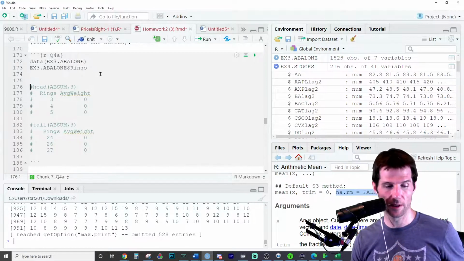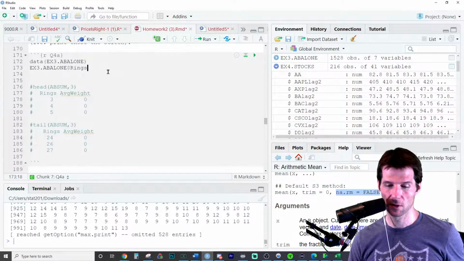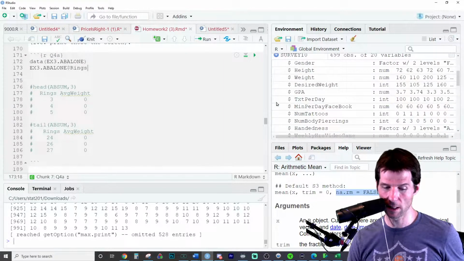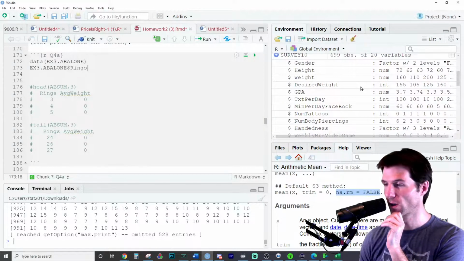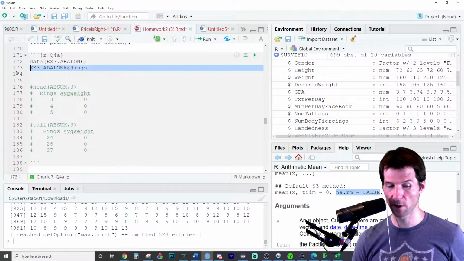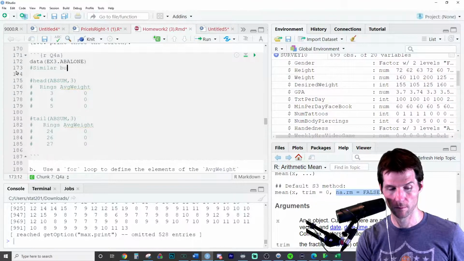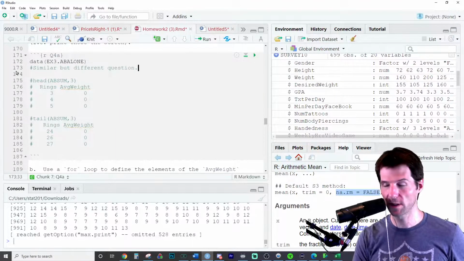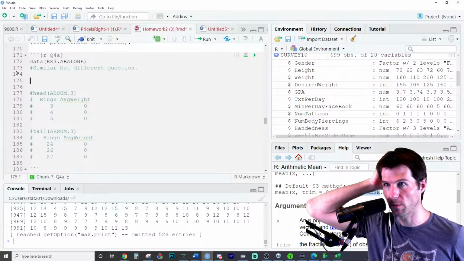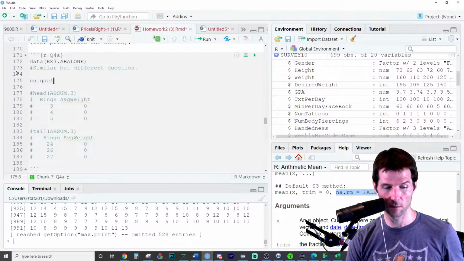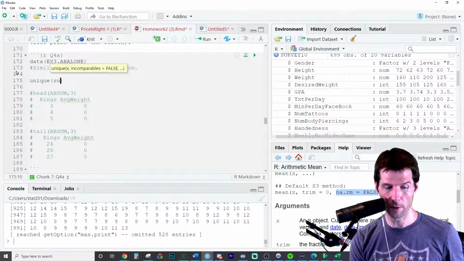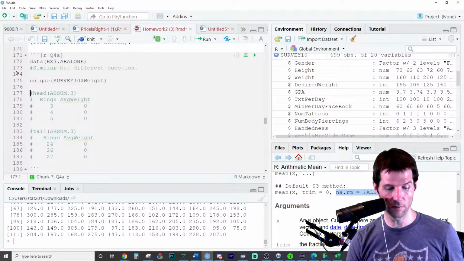We might do a similar question right here. Let's go to the Survey 10 data frame and let's look at the unique values of weight. This is a very similar question. Once again, I like to do similar but different questions. I don't like to do the exact question, but this is a similar but different question right here. So I'm going to make a data frame. First, I'm going to find the unique values of the weights of individuals.